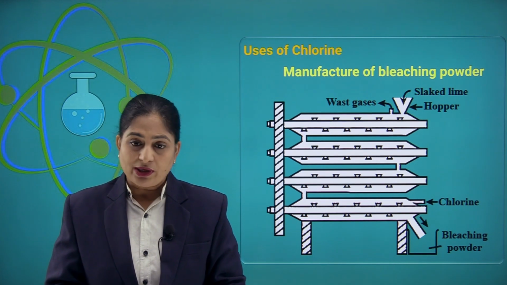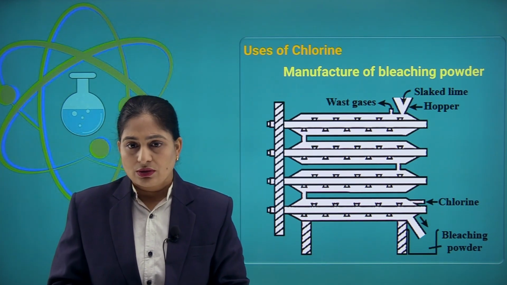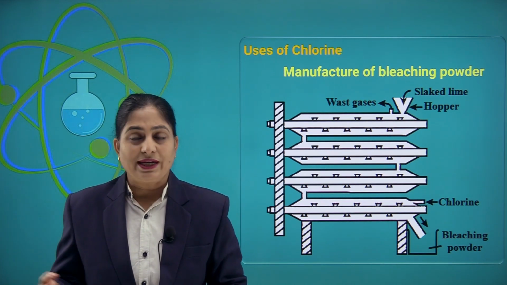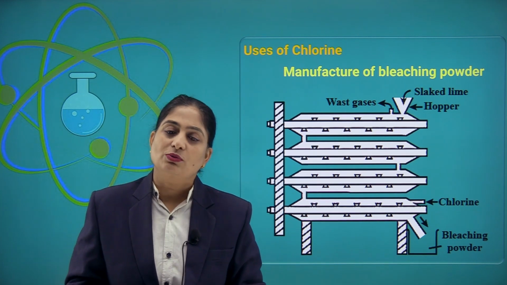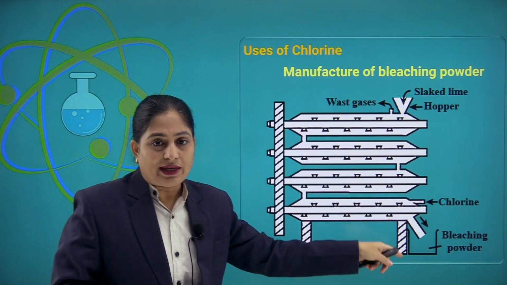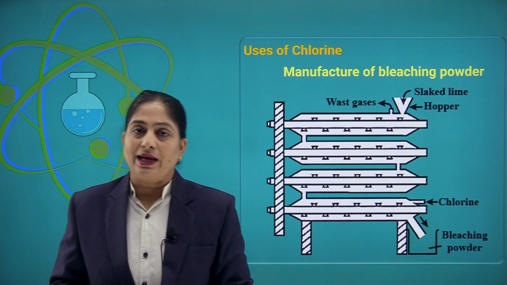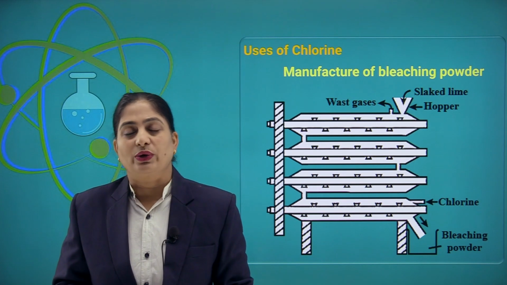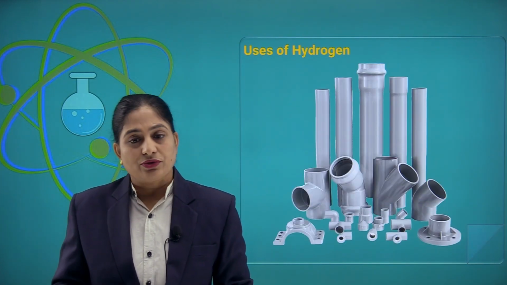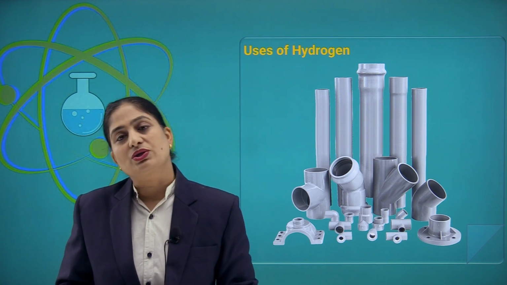What is bleaching powder? A substance that is used to bleach colored substances, generally clothes. This chlorine is passed over calcium hydroxide and we finally get bleaching powder. This is how bleaching powder is manufactured, by passing chlorine gas over calcium hydroxide. The use of hydrogen is in making a number of instruments which are used in plumbing.